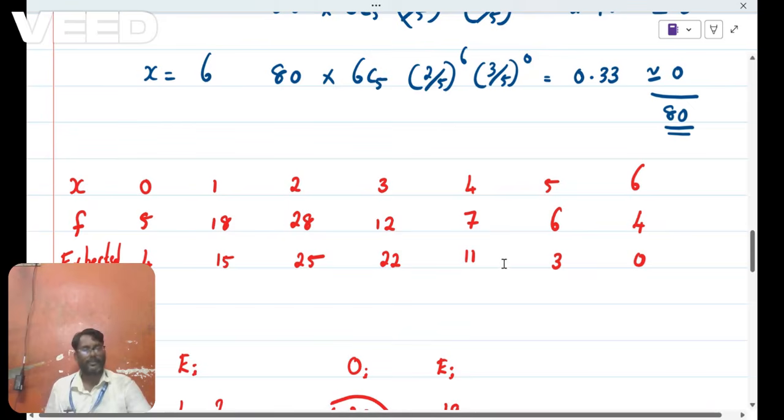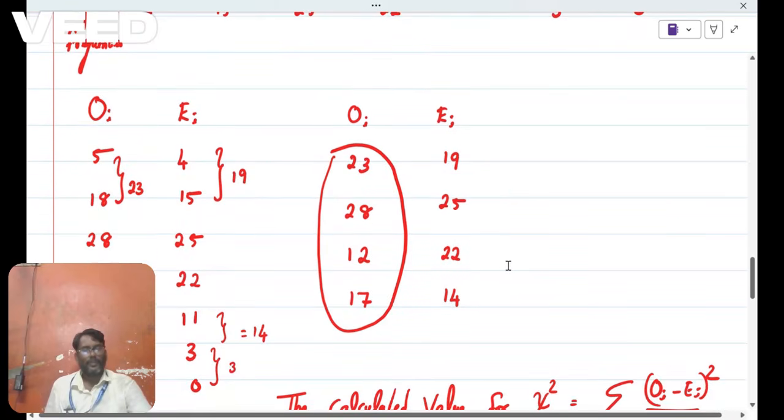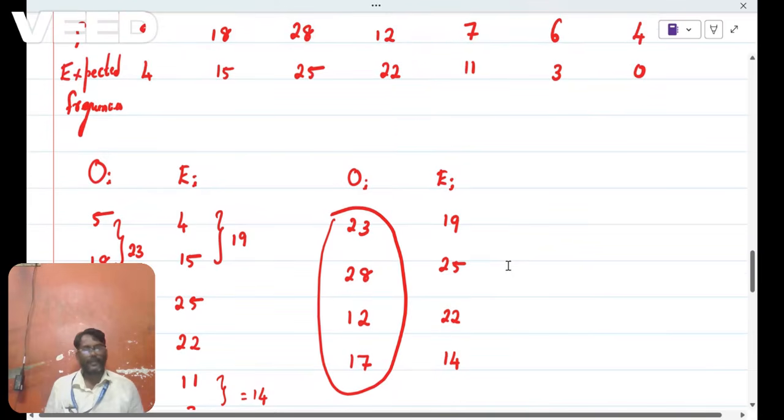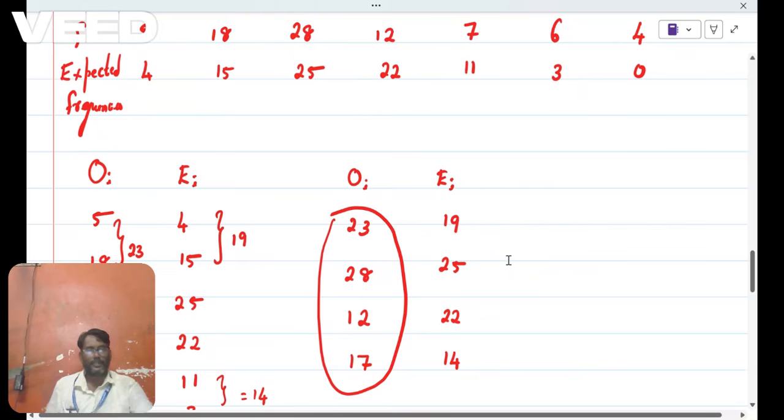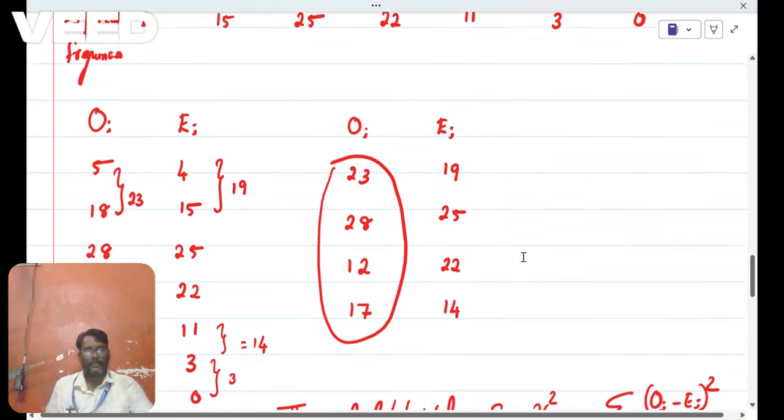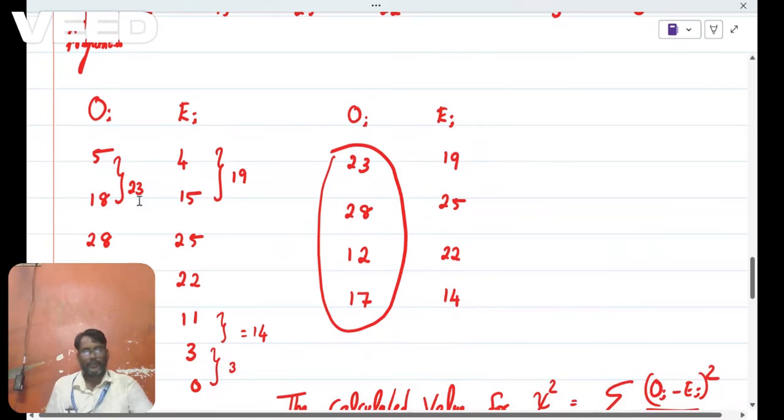Okay, we can cross check it. Now, to check the goodness of fit, we are going to use the chi-square distribution. For using the chi-square distribution, the frequency values should be greater than or equal to 10. So here, if you see the frequency 5, that should be clubbed with the nearest frequency 18, and we will get 23. Correspondingly, we have to club their expected frequencies. So 4 plus 15 is equal to 19. Here both 23 and 19 are greater than 10.